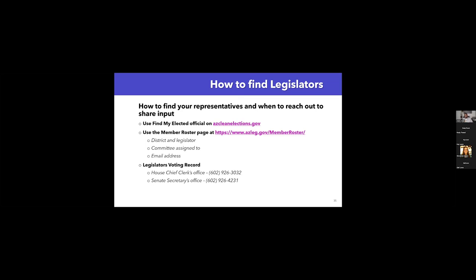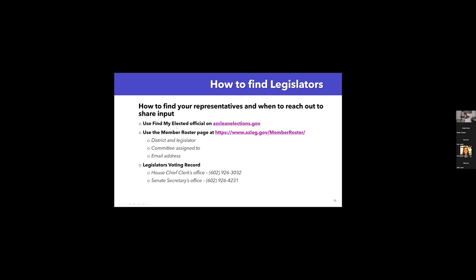So there's a few ways you can find your legislators. You can use our website, azcleanelections.gov, and use our Find My Elected Official tool. Basically, you put in your address and it will pull up all the elected officials, I believe down to your city council, but I know statewide and the legislative offices, they'll show and it'll have a link to their website, contact information, things like that. Or go to the azleg.gov website, so the actual contact information.